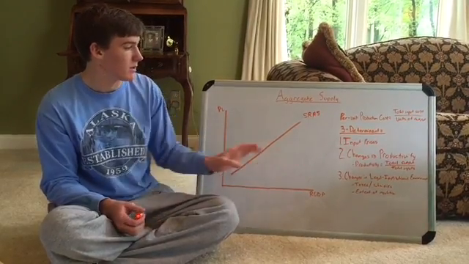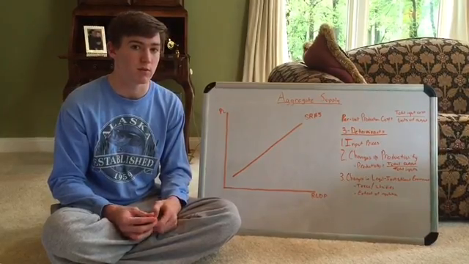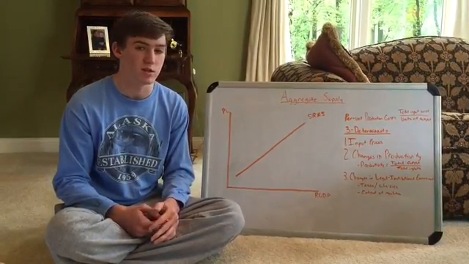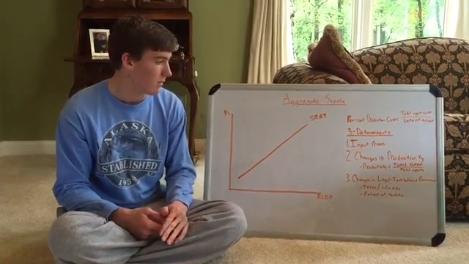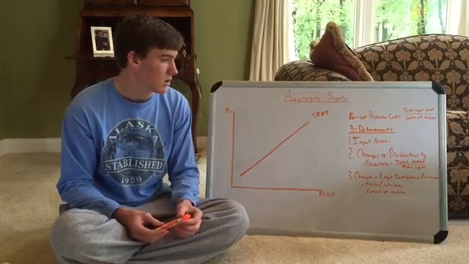There are three determinants of the short run aggregate supply curve. The first being input prices, which ranges anywhere from resources needed for production to wages of workers. The second would be changes in productivity.